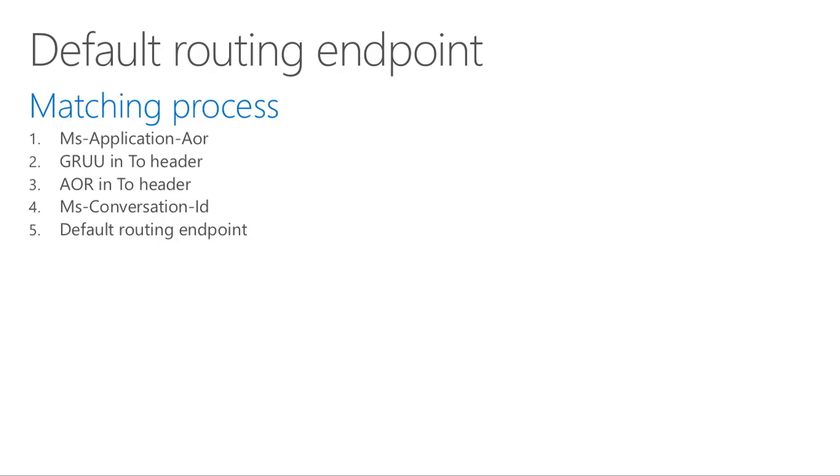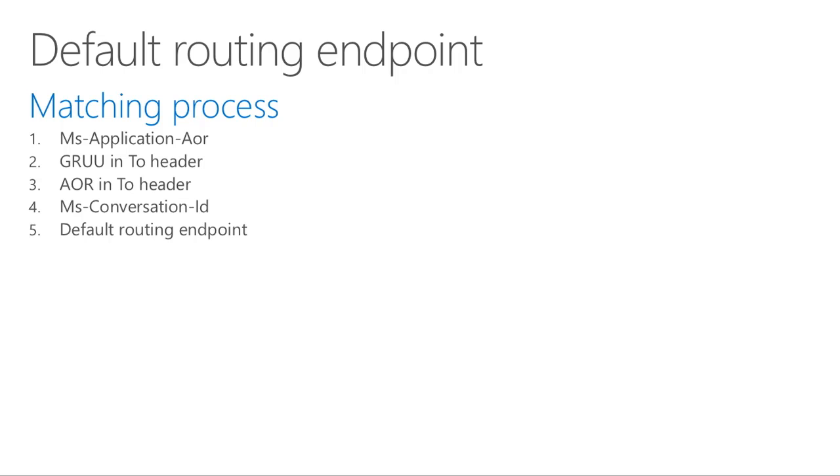The next thing it looks for is, again, in the to header, an address of record, a SIP URI that belongs to a user but doesn't identify a specific endpoint. So that's what we typically refer to when we say a SIP URI. mgreenlee@claritycon.com would be an address of record. It identifies me as a Lync user, but it doesn't identify a specific endpoint.